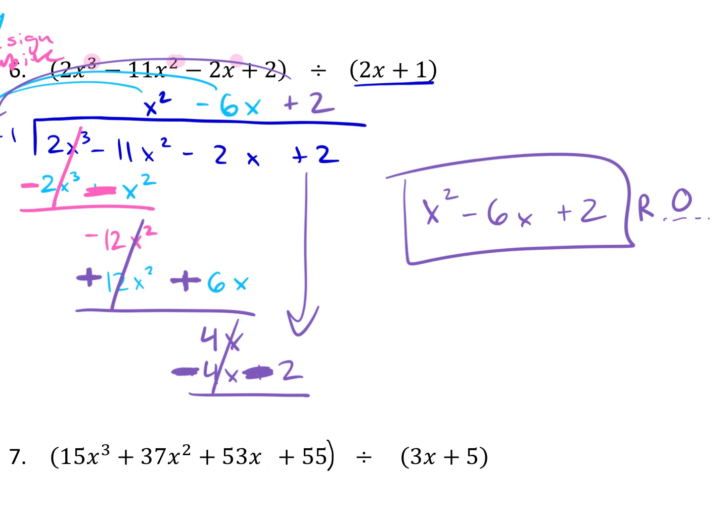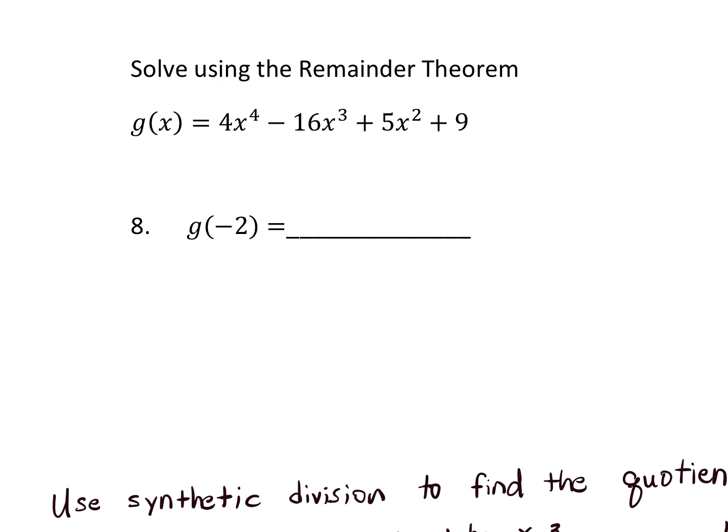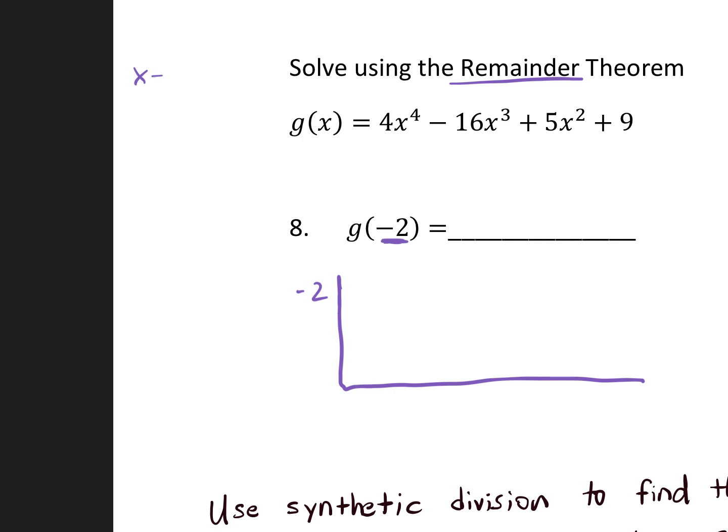All right, let's look at number 8. Solve using the remainder theorem. So remainder theorem, we're going to use synthetic division. And then whatever we get as our remainder is our answer. What's going to go outside the box here? Negative 2, perfect. When it has the number for us, g of that number, that's what goes outside the box. If it had x minus 2, this is where you change the sign. But when it has f of negative 2, we keep the same.